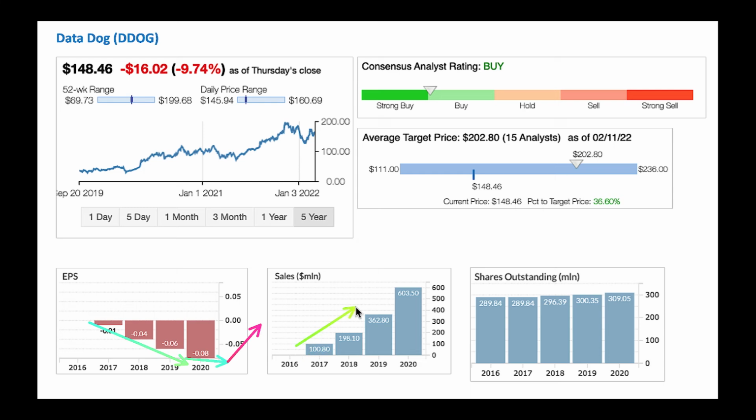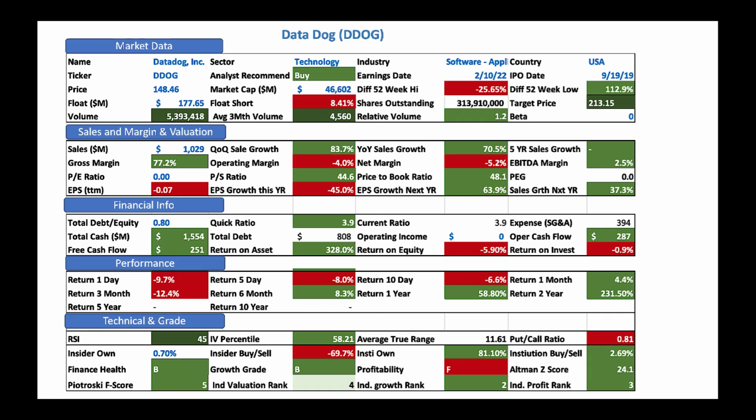They've been growing their top line nicely. Look at the top line growth. I like it. It's a nice trajectory for top line growth. So with that, let's look at the quarterly. Let's look at the snapshot here.